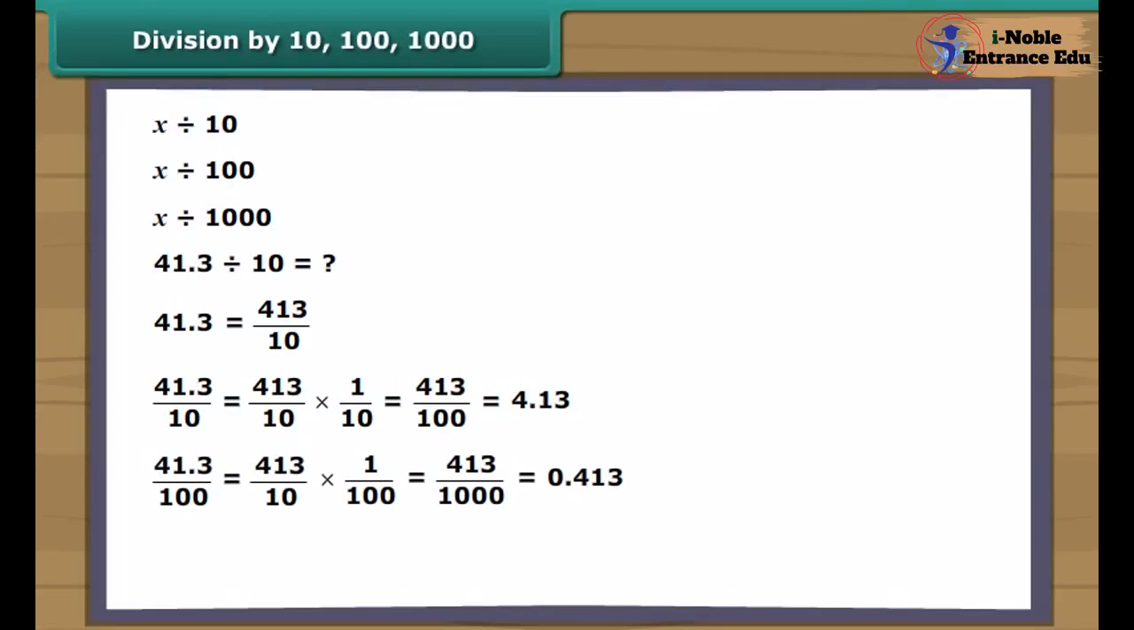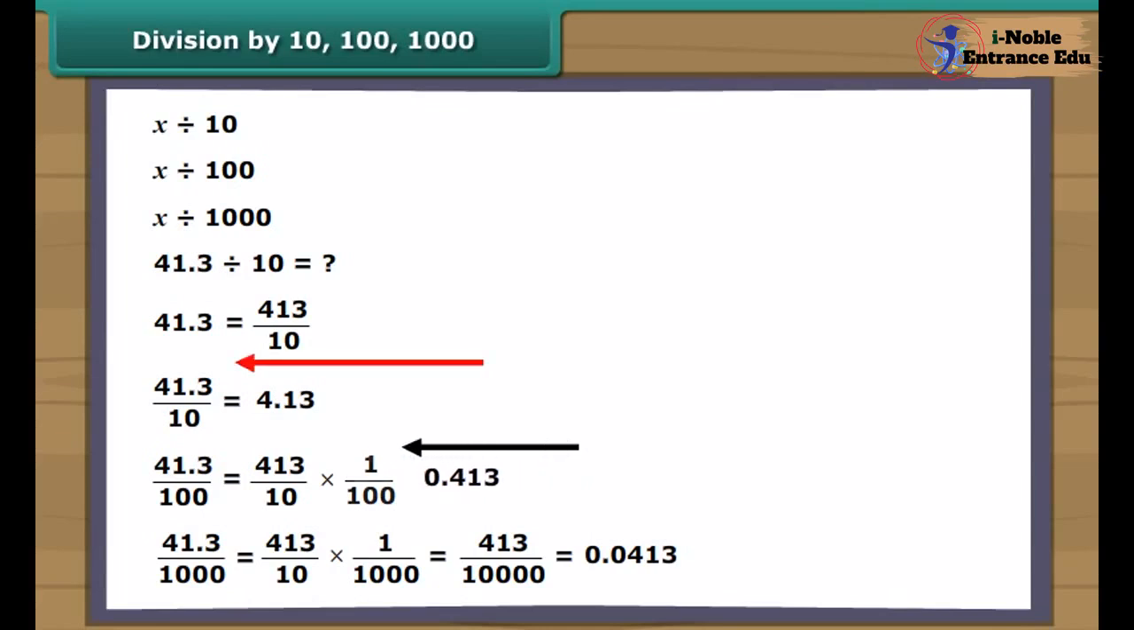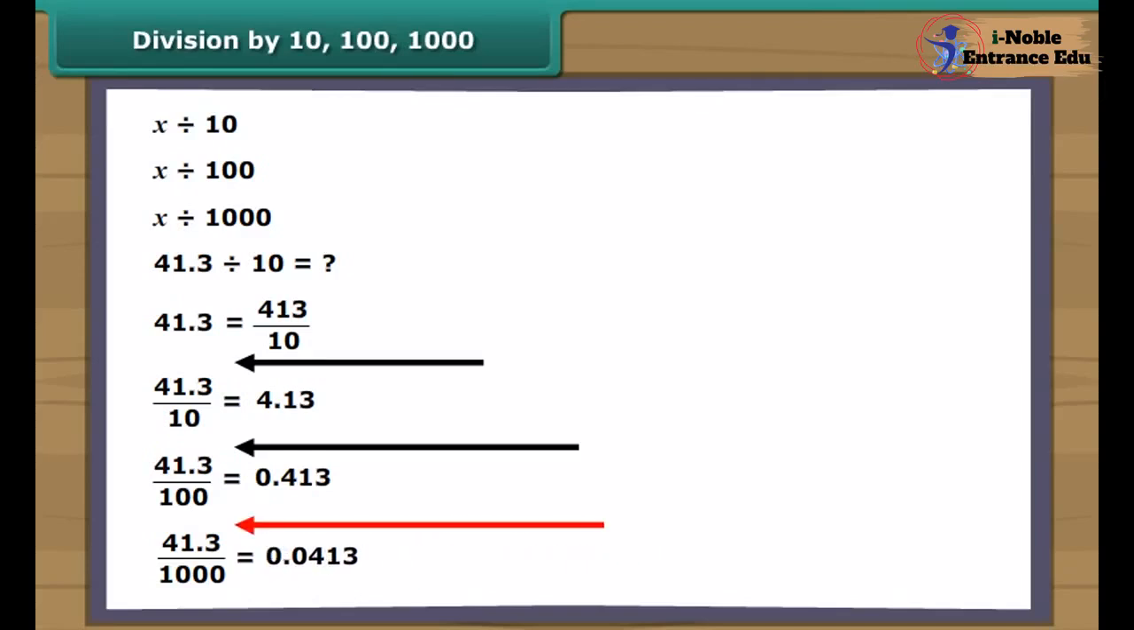We know that 41.3 means 413 divided by 10. Thus, 41.3 divided by 10 is equal to 413 upon 10 multiplied by 1 upon 10. This gives 413 upon 100, which is equal to 4.13. Similarly, when we divide 41.3 by 100 and 1000, we get 0.413 and 0.0413 respectively.